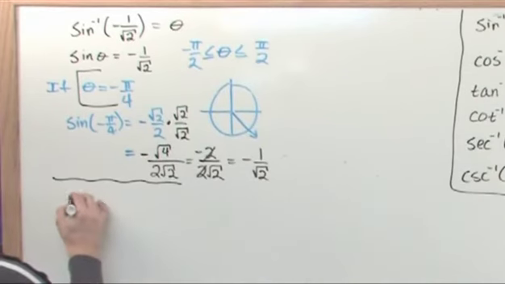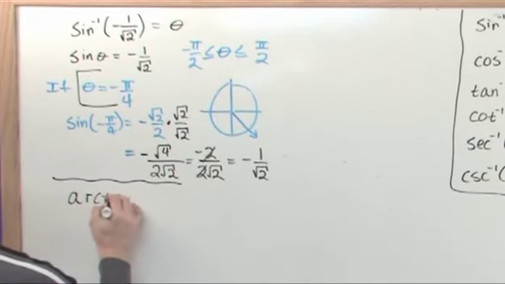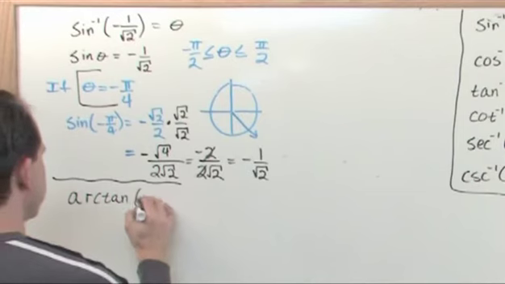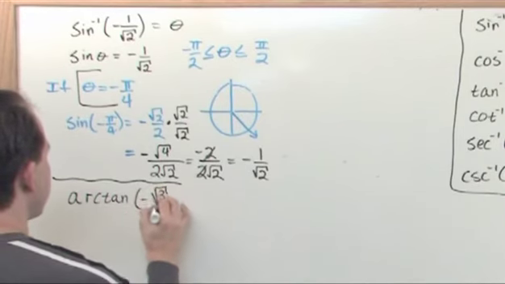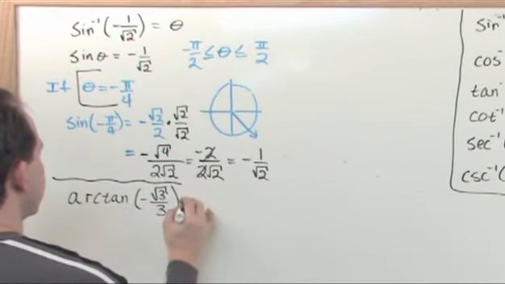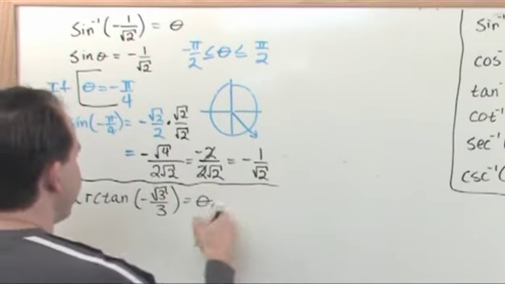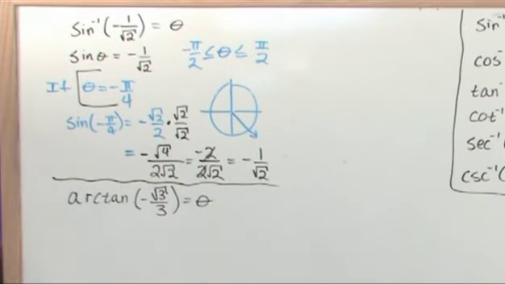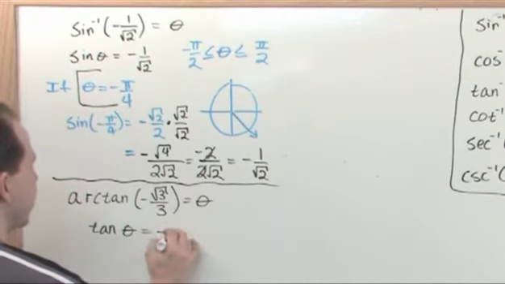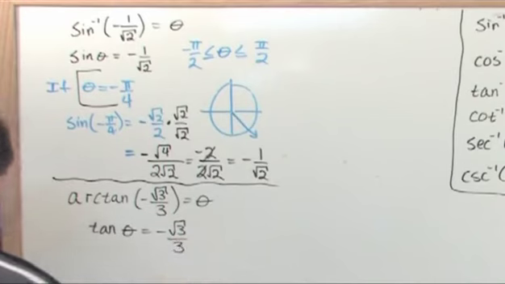Okay, the next problem is going to be the arc tangent of negative square root of 3 over 3. And that's going to return some angle theta. Okay, and we're trying to find out what that angle is. Now, the fact that this is arctan is nothing fancy, it just means inverse tangent. Same old thing. So what this means is the tangent of some angle is going to be negative square root of 3 over 3. That's what it means.